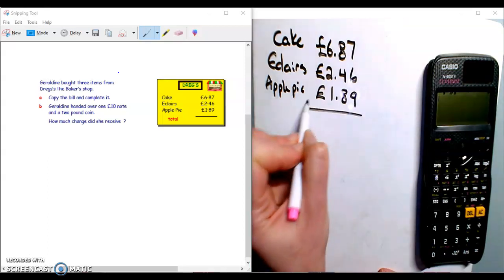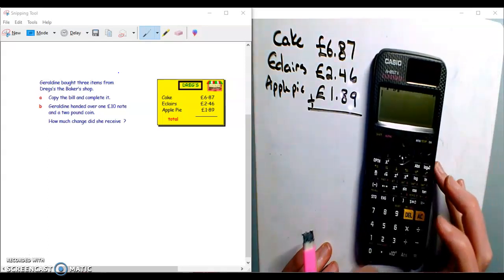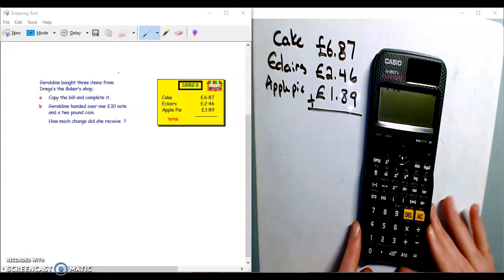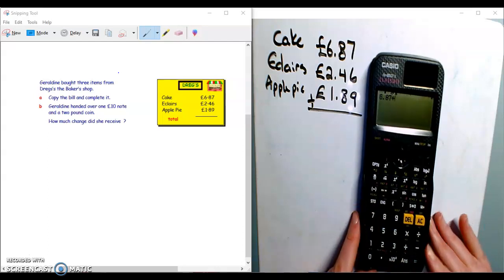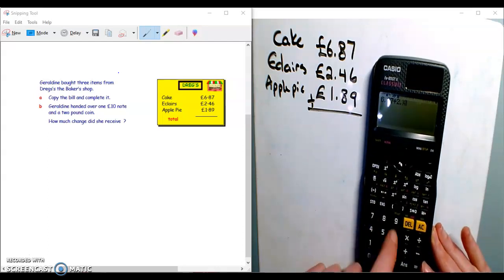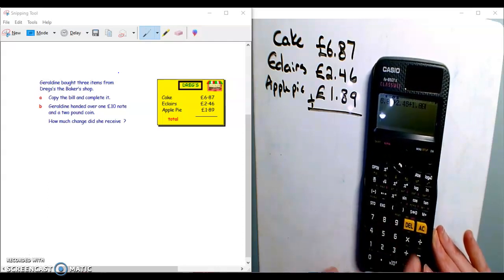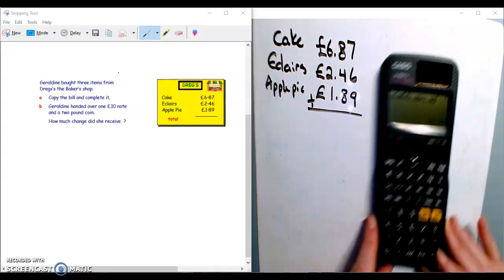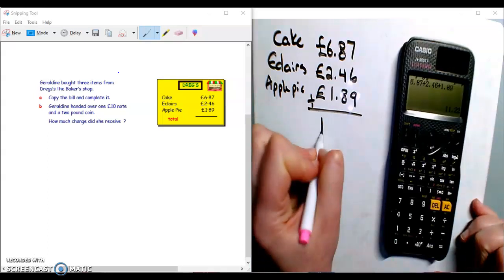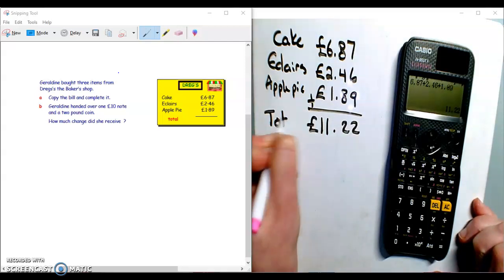So what we're going to do is we're going to add these up. And again, we can do this on our calculators. Okay, so I'm going to add these up. So I have my £6.87 plus my £2.46 plus my £1.89. So in total, I have £11.22. So we have £11.22 is the total cost of her bill.